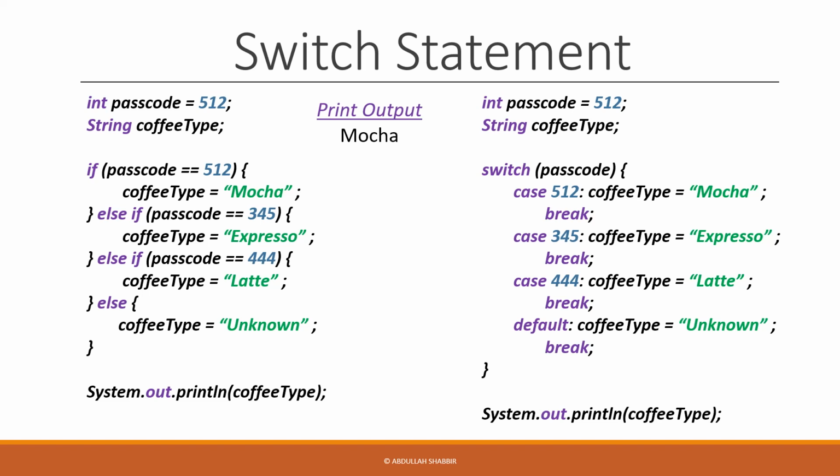For the code on the left, it would enter our first if statement and set the coffeeType to mocha. And for the code on the right-hand side, it would check the value of our passcode against our first case, and because these match, it would enter this code and set our coffeeType to mocha. So a switch statement can be implemented with if and else, but it can be easier and more understandable to write code in switch if we are doing a lot of equality checks. And as a programmer, it's really up to you to decide what to use to make your code easy to understand and use.